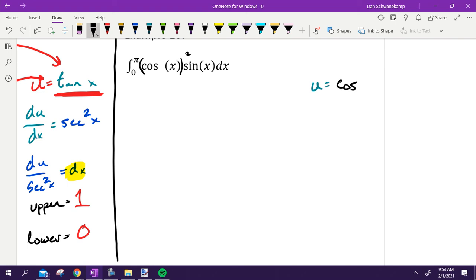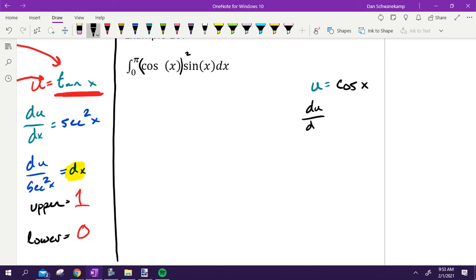Nah, it is cosine x, because the derivative of cosine is sine and it's being squared. There's no other way of getting rid of the square if I don't make it cosine. It's different than the last one because it just happened to be that the derivative of tangent is secant squared. Don't let that other one throw you off.